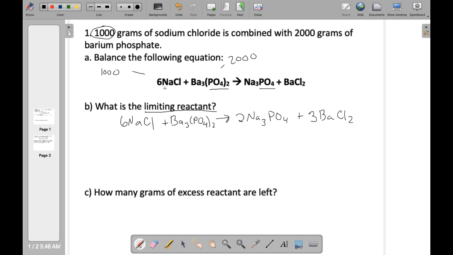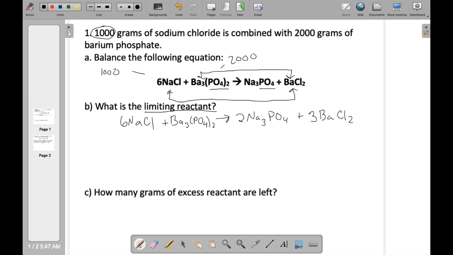The limiting reactant is the one that will use up all of the substance in the reaction. So what I'm going to do is do a mass-to-mass of sodium chloride, and I'll just pick one of these products. I'll say, if I use 1,000 grams of sodium chloride, how much barium chloride do I produce? Then I will do another mass-to-mass. I'll say, if I use 2,000 grams of barium phosphate, how much barium chloride do I produce? And then we can compare those numbers and get the limiting reactant.